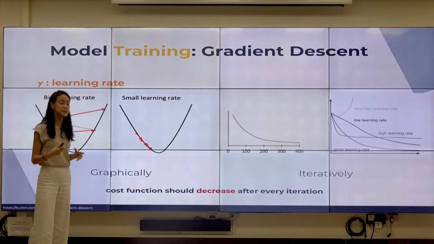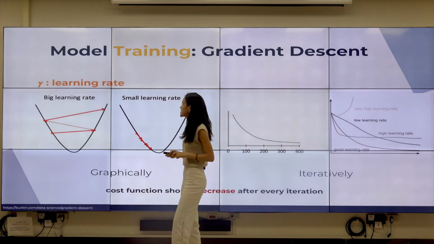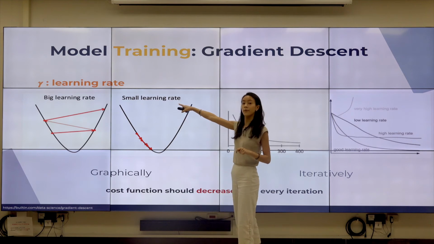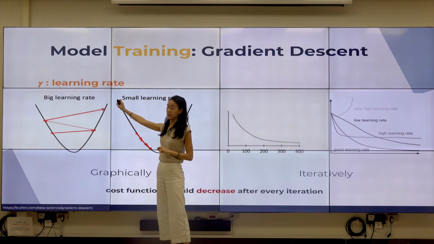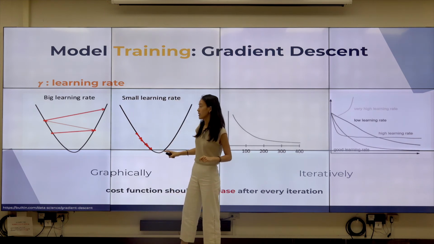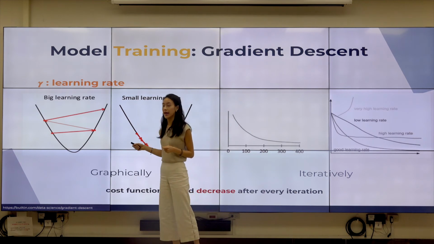So going into a deeper mathematical concept behind this, what exactly is the intuition behind gradient descent? As we saw before in the previous equation, what I did not explain or mention is that gamma is the learning rate. What this means is, let's compare it graphically actually.